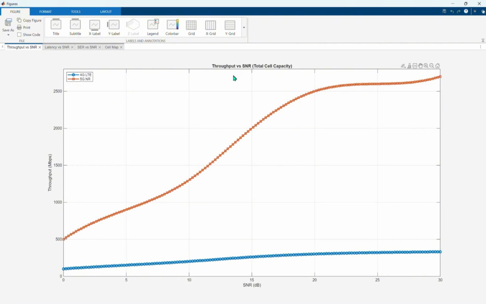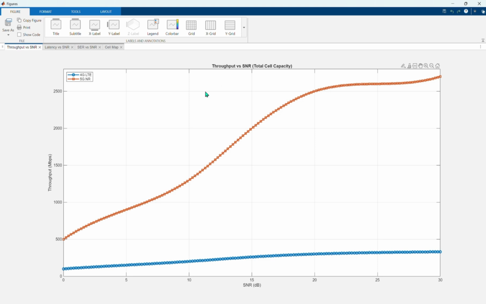The final performance graph displays throughput versus SNR. This is where the leap in technology becomes most evident. The 4G LTE curve increases gradually with SNR reaching a peak around 333 Mbps, while the 5G NR curve rises much more sharply and reaches around 2.7 Gbps at high SNR.